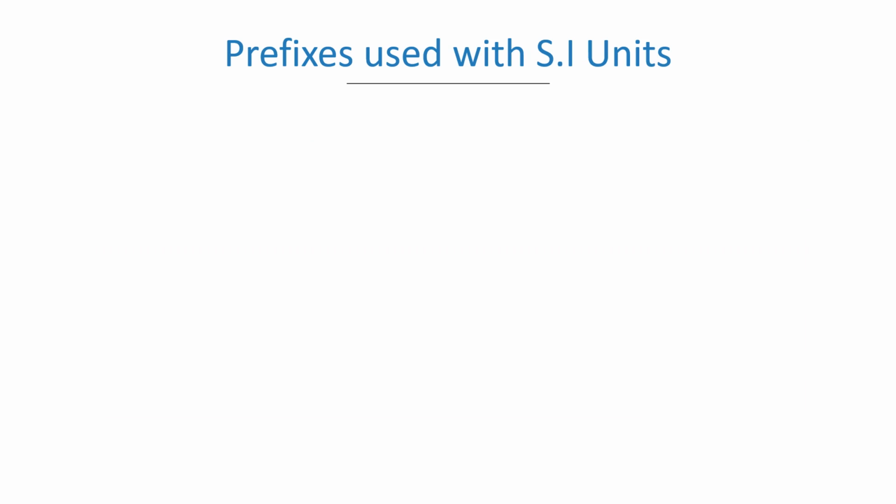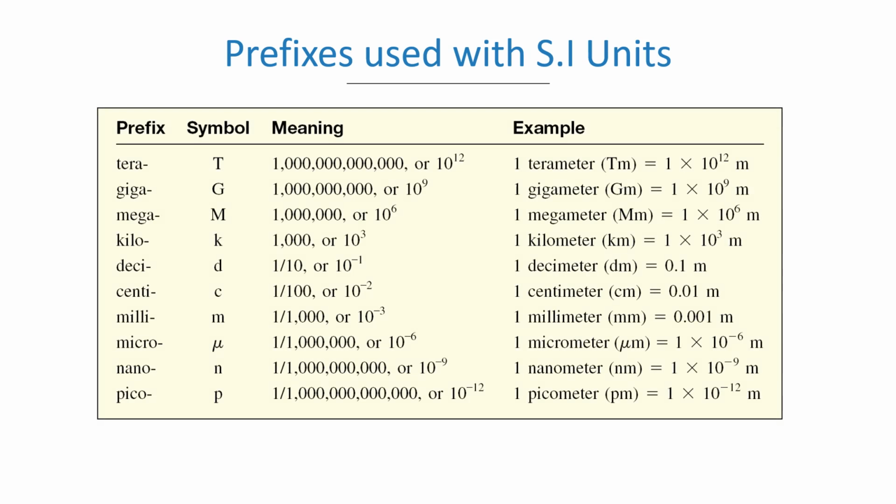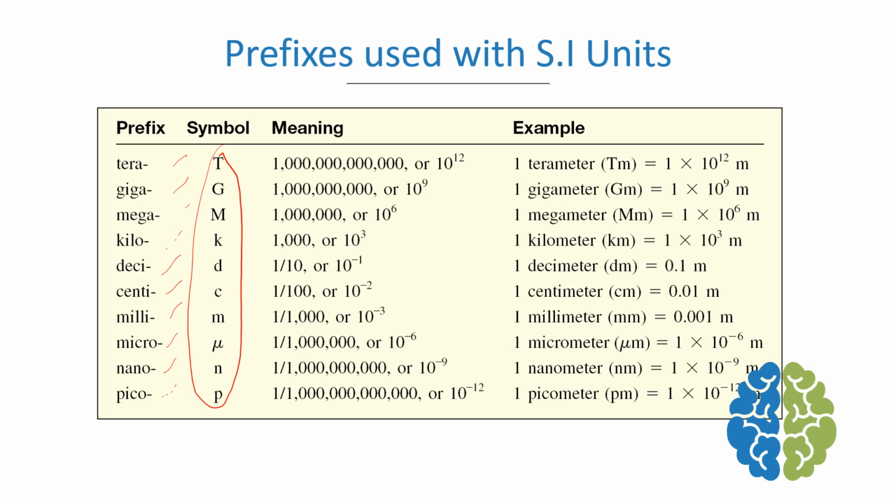Here we have prefixes used with the International System of Units, SI units. Why do we need to use prefixes with the SI units? SI prefixes are used to form decimal multiples and submultiples of SI units, so they should be used to avoid very large or very small numerical values. Here we have tera, giga, mega, kilo, deci, centi, milli, micro, nano, and pico, and each prefix has its own symbol, meaning, and example.